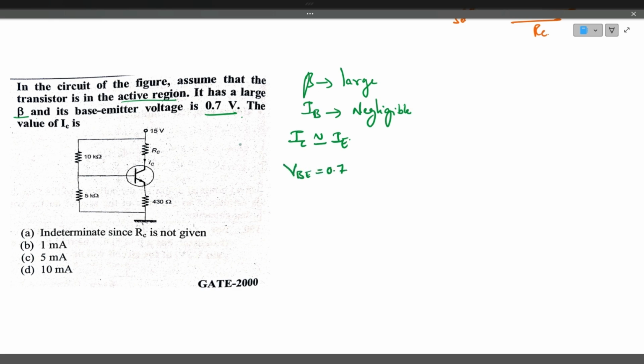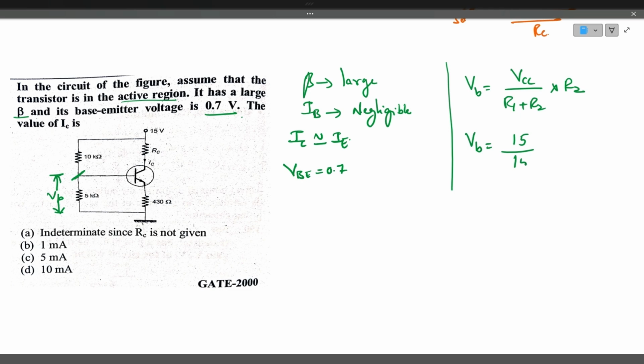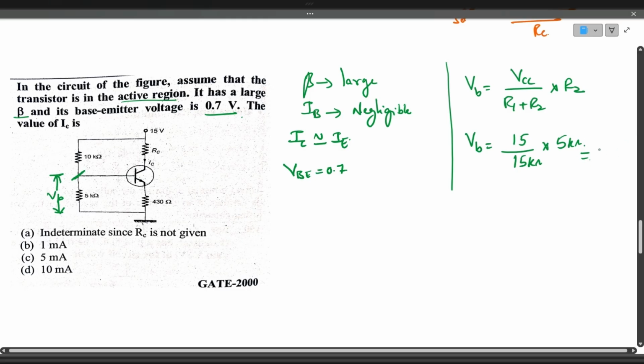He's asking us to find the value of collector current. First, we will find the voltage across this 5 kilo ohm resistor. This is nothing but the base voltage VB. So VB, the voltage across the 5 kilo ohm resistor, is VCC divided by R1 plus R2, multiplied by R2. VCC is 15 volts, R1 plus R2 is 15 kilo ohms, multiplied by 5 kilo ohms. So the base voltage is 5 volts.